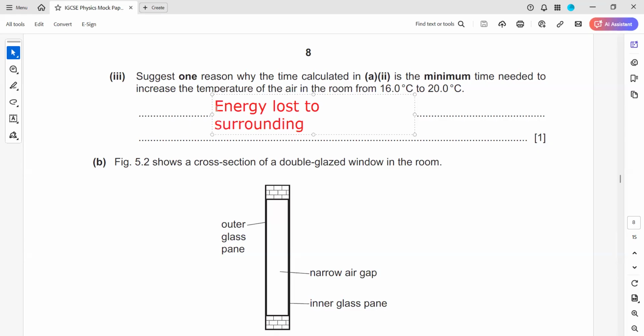No, but what will happen? We just take the air which is in the room. But what might happen? Air might be lost to the surroundings. In the room we have air. What we did, we heated a room, increasing the temperature from 16 to 20. But what might happen? The air will escape from the room. So that air moved out from the room.